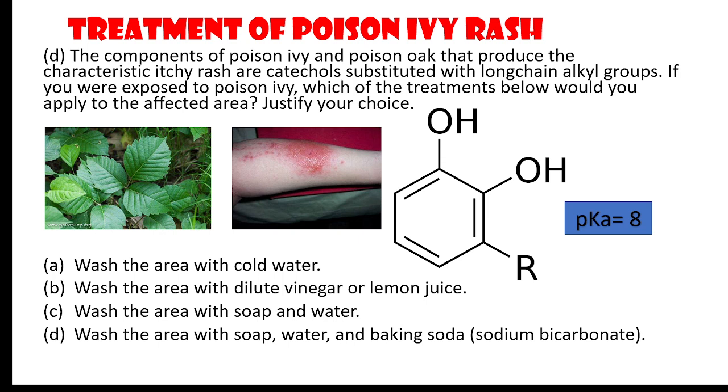Now the answer to this question is, since we know that the pK of the poison ivy catechols is towards the alkaline region, that is 8, therefore we are going to wash the area with dilute vinegar or lemon juice, which are acidic in nature. They are going to neutralize the alkaline poison ivy, and hence this can serve as the best treatment of poison ivy rash.